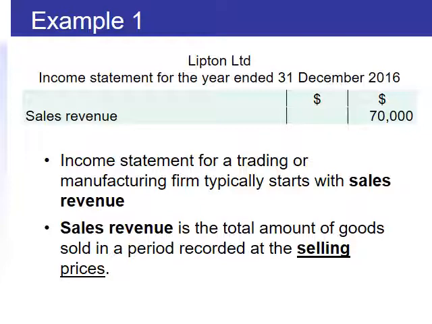Sales revenue is the total amount of goods sold in the period recorded at the selling price. Take note, this is the selling price. So in this case, they sell and make a total revenue of 70,000. They sell at a certain price.